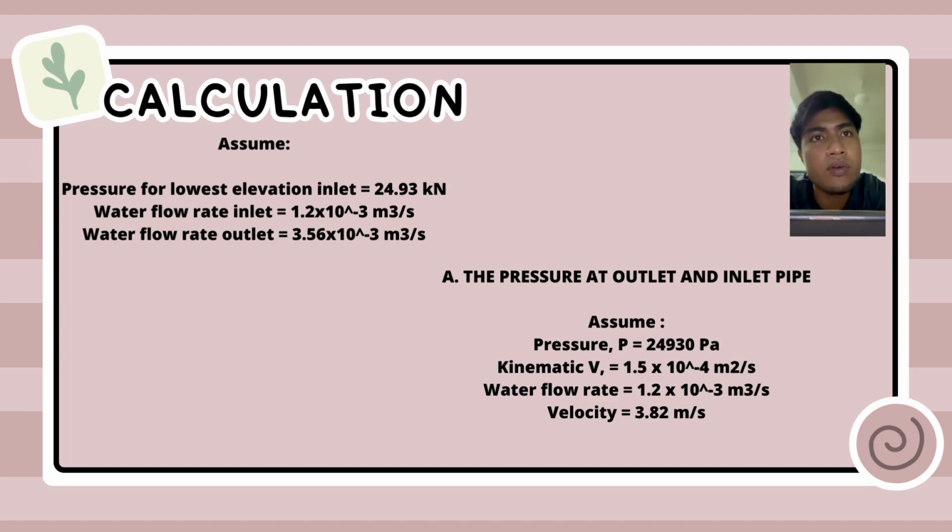HF equal to 33.18 meter. After that we sum HF plus HM equal to 42.34 meter.